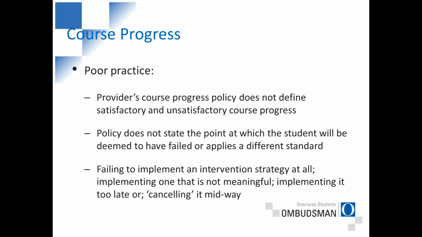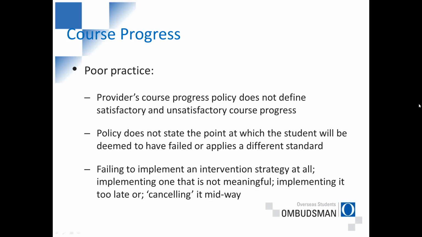So poor practice is, and these are real things that we have seen, and we've seen them more than once. Providers having a course progress policy that doesn't actually define what is satisfactory and unsatisfactory course progress. So those definitions are up to the provider. In the VET sector, they often use: if you don't pass 50% of your subjects in one term or semester, then you're at risk. The intervention strategy is implemented in the next study period, and then if you have failed more than 50% of subjects or not yet competent 2 semesters in a row, then that's unsatisfactory, and that's the point at which you will be sent the notice of intention to report.